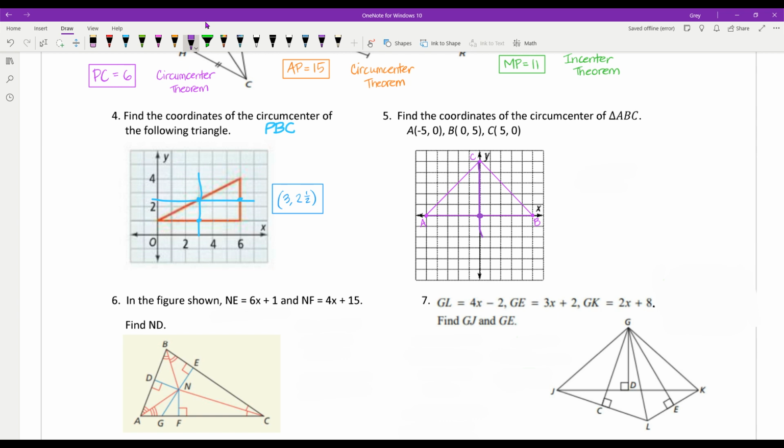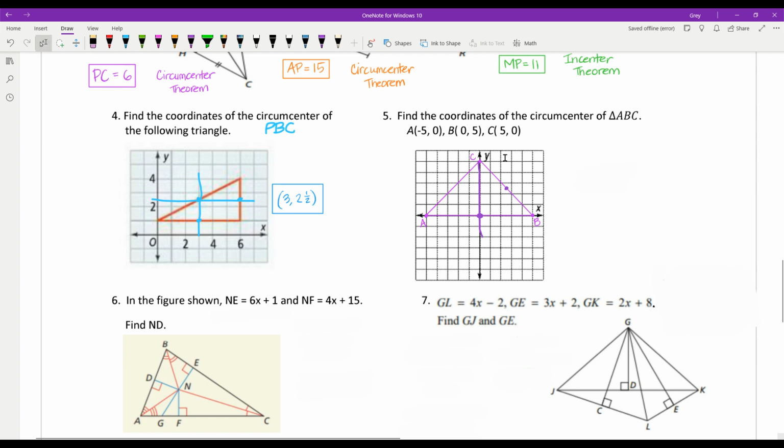Okay, now I'm going to find the midpoint of one of these sides. It does not matter which one, but I know that I'm going over 5 and up 5. That means I'm going to go over 2.5 and up 2.5 to get to that midpoint, which is going to be right here. And I've got to use an opposite slope.